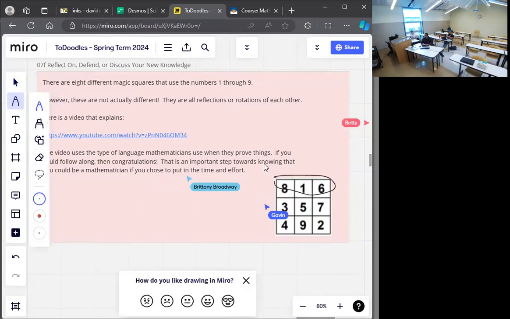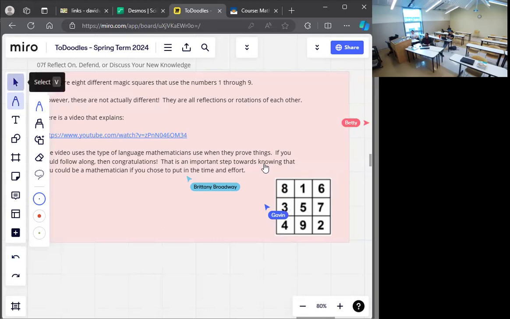So 8 and 1 and 6 is 15, right? Or 3, 5, and 7 is 15, or 4, 5, and 6 is 15, and so on. So you can take the numbers 1 through 9 and make a magic square where all the different lines add up to 15. So we were actually playing tic-tac-toe.